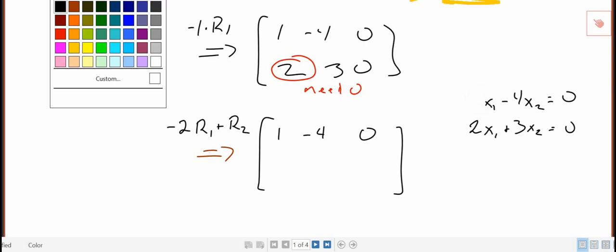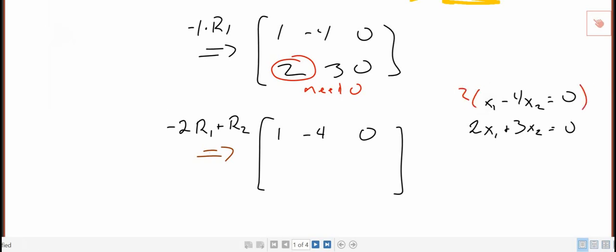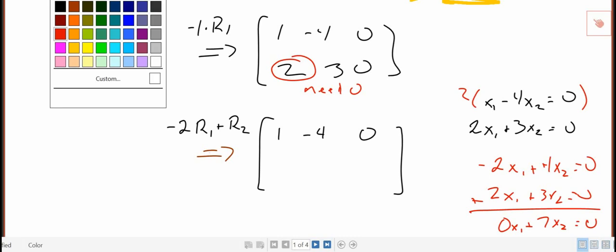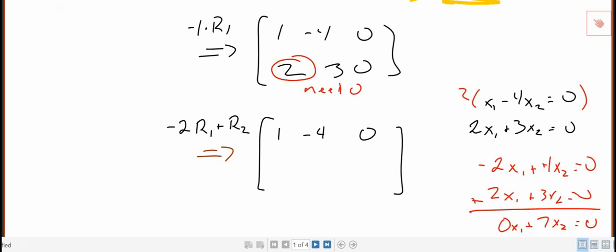And if I did it the way before, I would say, okay, let's multiply this by negative 2, and we would get negative 2x1 plus 4x2 equals 0. Then I would have this equation, and I would add those two things together. We'd get 0x1 plus 7x2 equals 0. So if I take the first row and multiply it by negative 2, that was a 7, not a 4, so that would be 11 there.